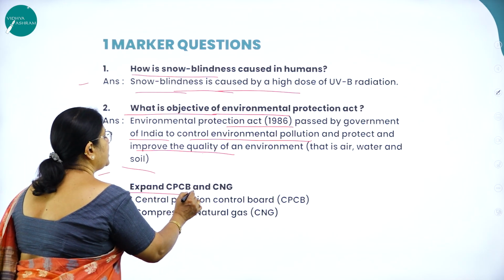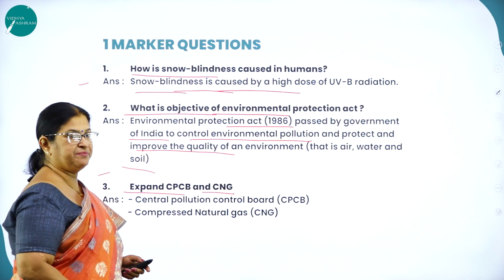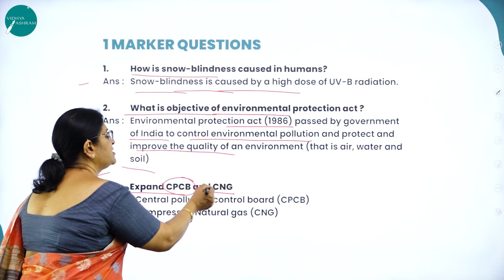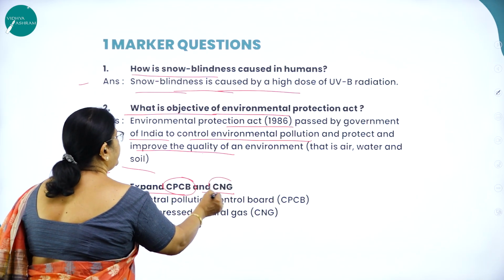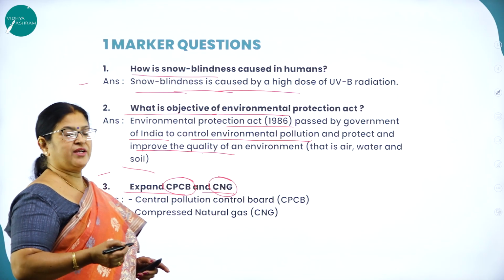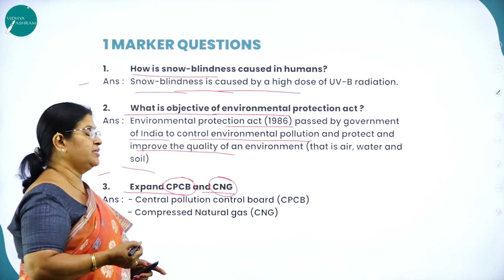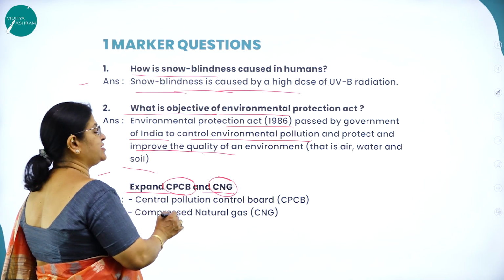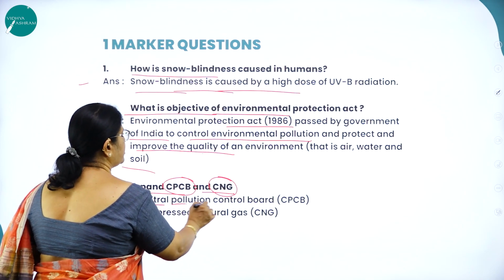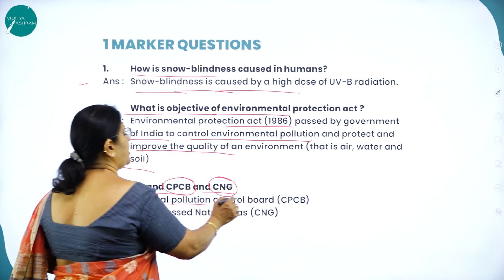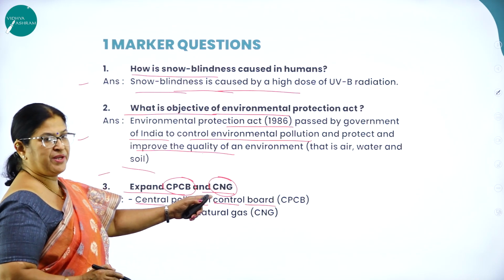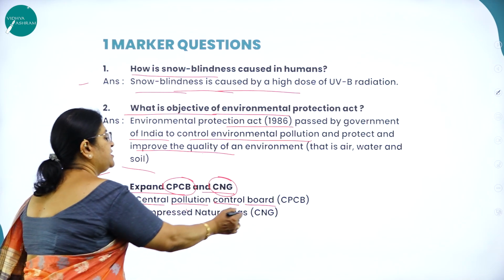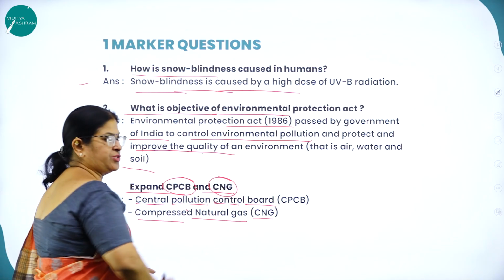Next, expand CPCB and CNG. What does CPCB stand for and what is CNG? As I told you, in Delhi now, vehicles use CNG instead of petrol and diesel, which is called compressed natural gas. So expand CPCB: C stands for Central, P stands for Pollution, C stands for Control and B stands for Board. So CPCB stands for Central Pollution Control Board. Then CNG, compressed natural gas.